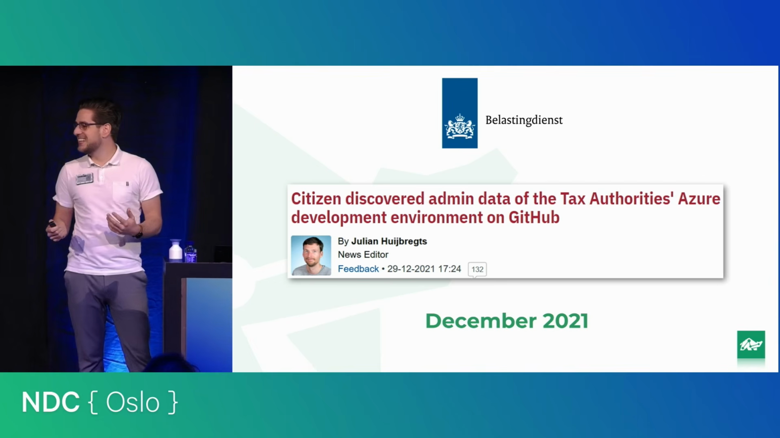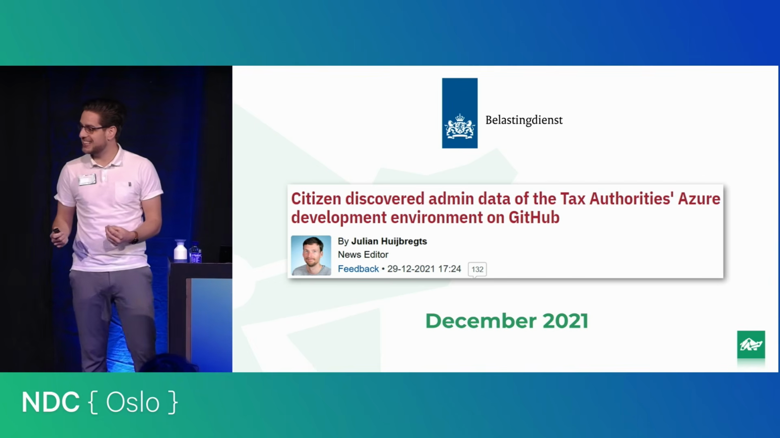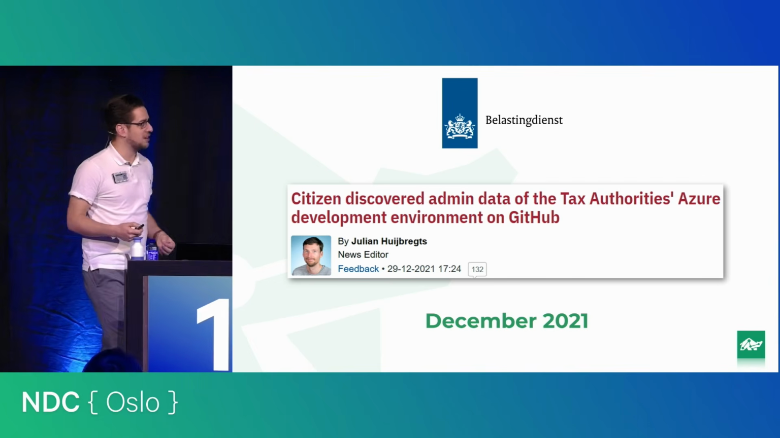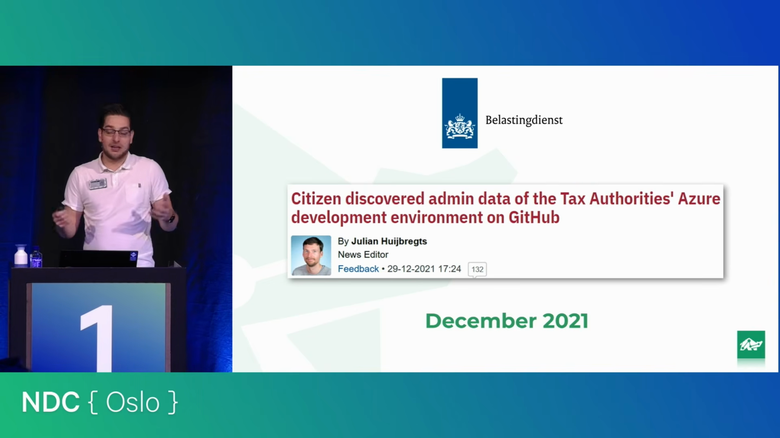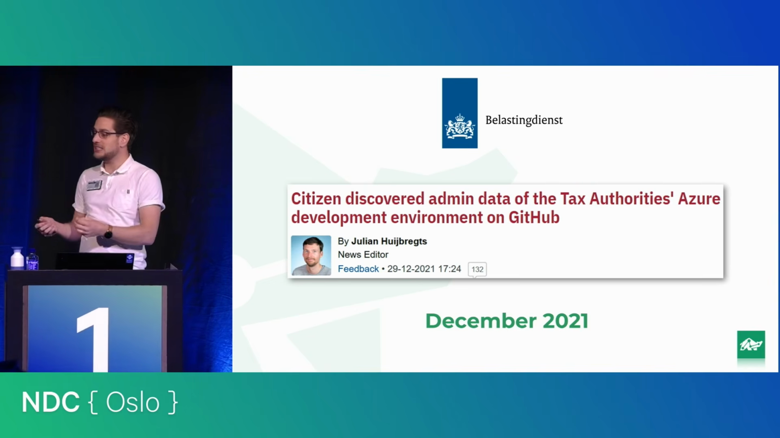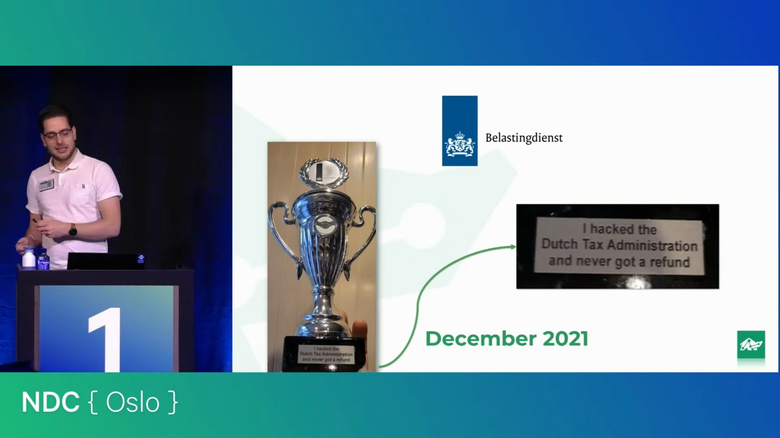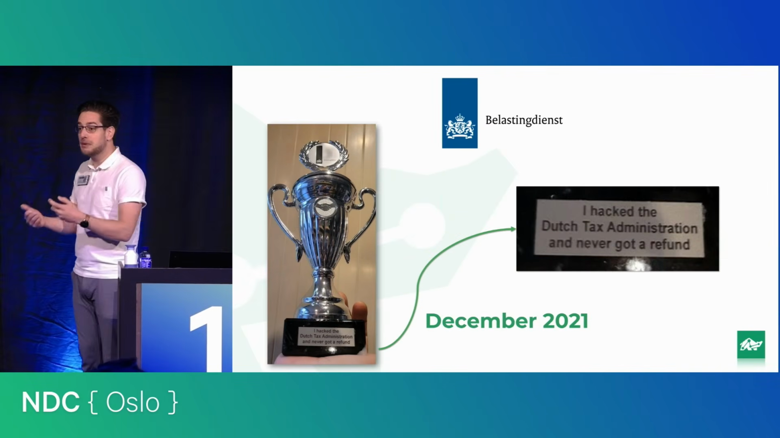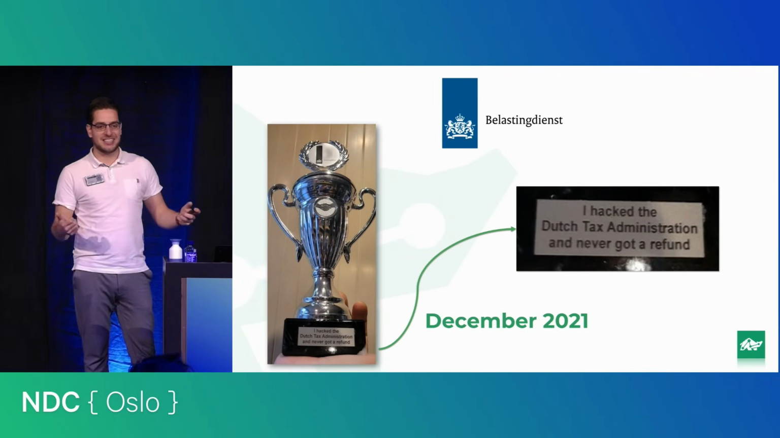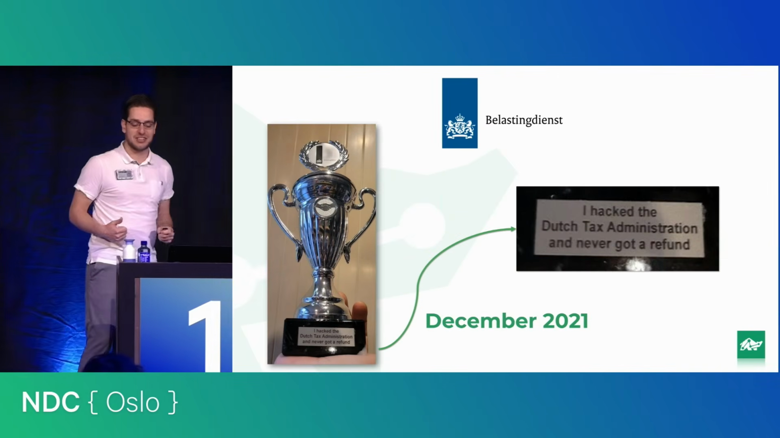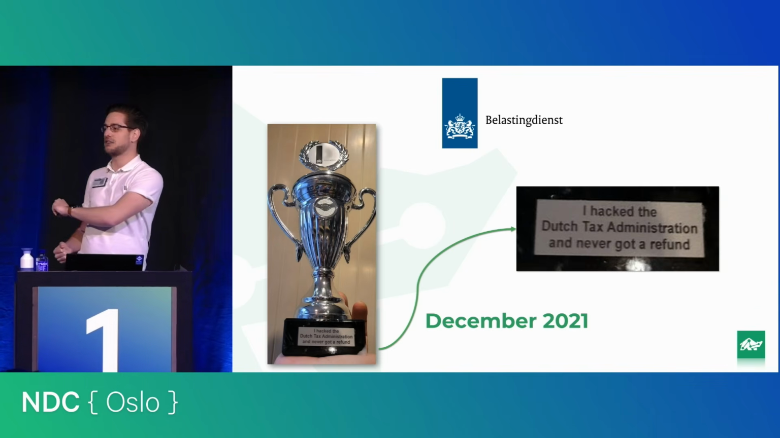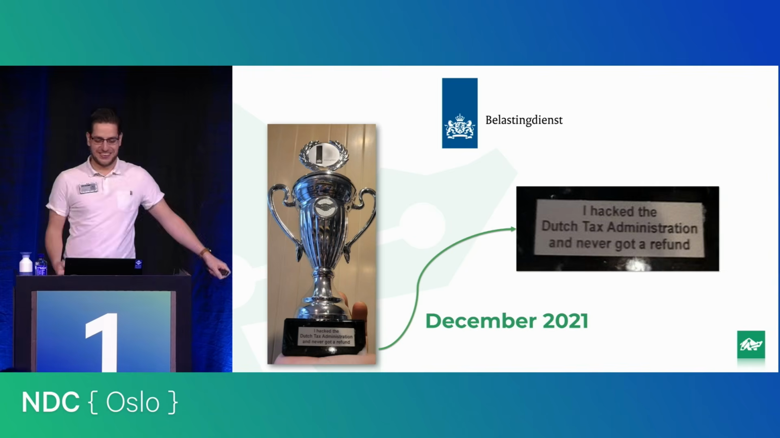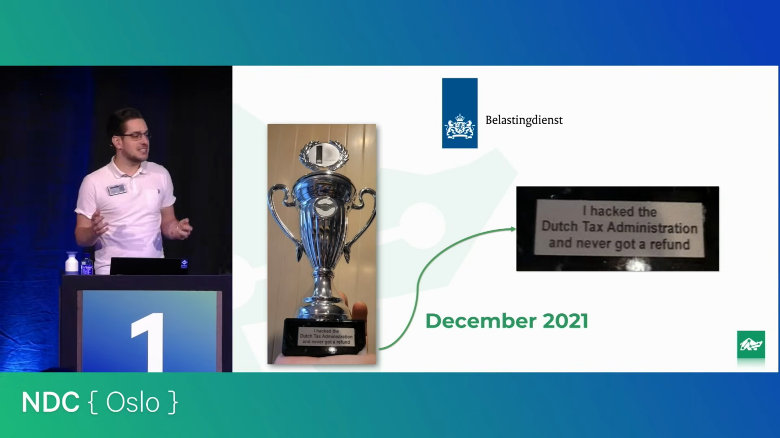So within minutes, this guy had global Azure access to one of the development environments. And all because of incorrect secret management. That is how easy it can get. And luckily, this story had a pretty happy ending. He immediately reported it to the Dutch tax administration. He got a trophy sent home that said, I hacked the Dutch tax administration and I never got a refund. All right? It's crazy. It's really funny.